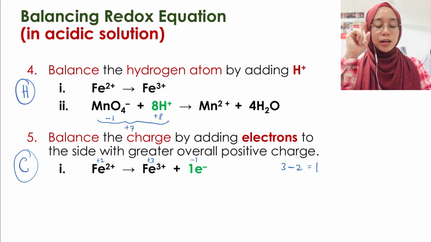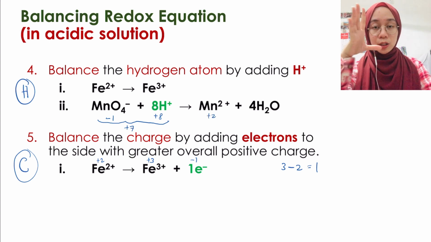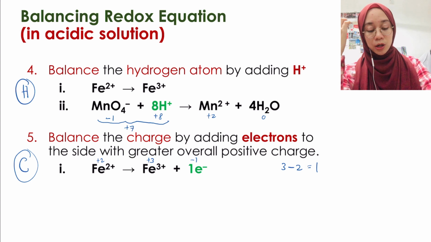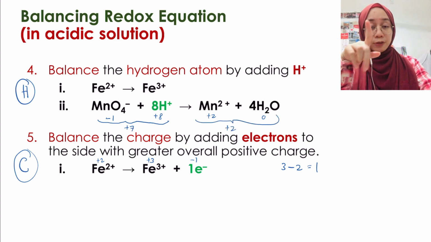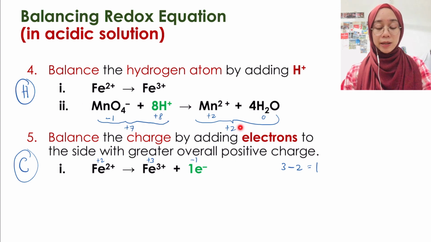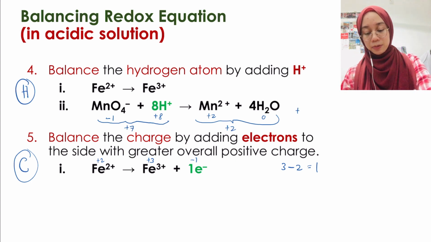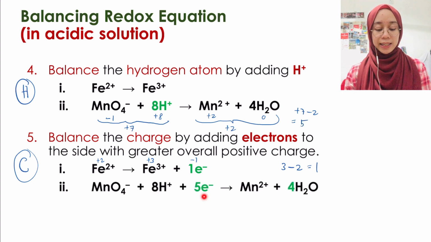Meanwhile, on your right side pula, Mn2 plus, ini plus 2. Water pula, neutral molecule. So charge dia adalah 0. So on your right side, your total charge adalah positive 2. So sebelah mana kita nak tambah elektron? So of course, sebelah yang greater overall charge. Okay, which is on the left side. So, macam mana kita nak tahu berapa banyak elektron? So, macam saya cakap tadi, nombor besar tolak dengan nombor kecil. Okay, positive 7 minus 2, so you get 5. Bermaksud ada 5 lah elektron yang kamu kena tambah sebelah kiri.